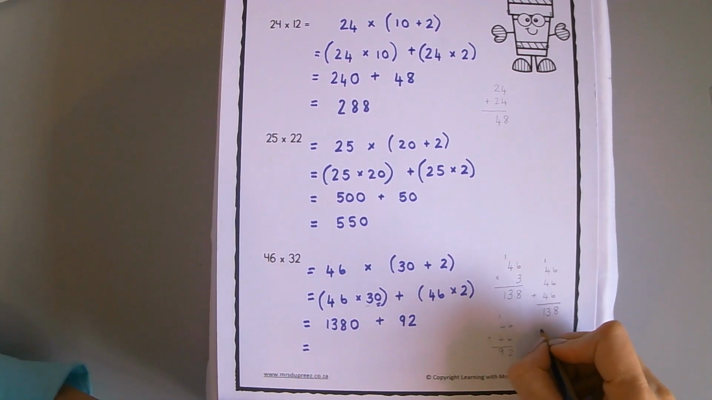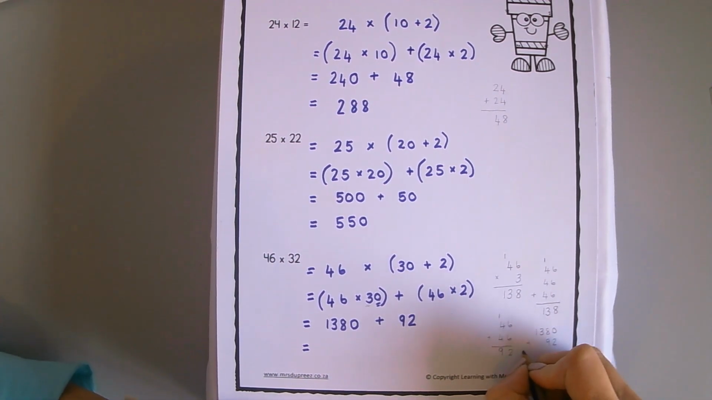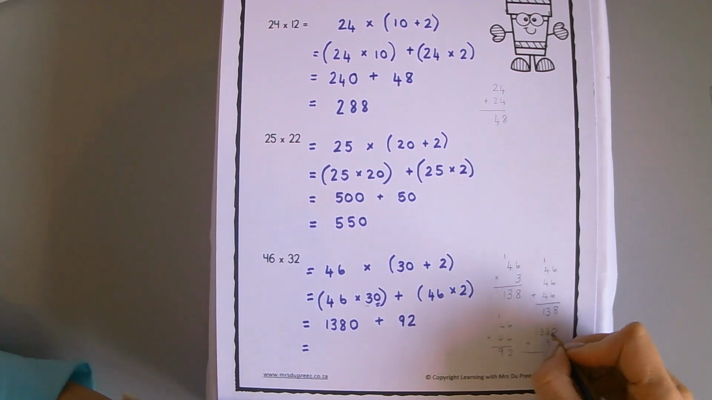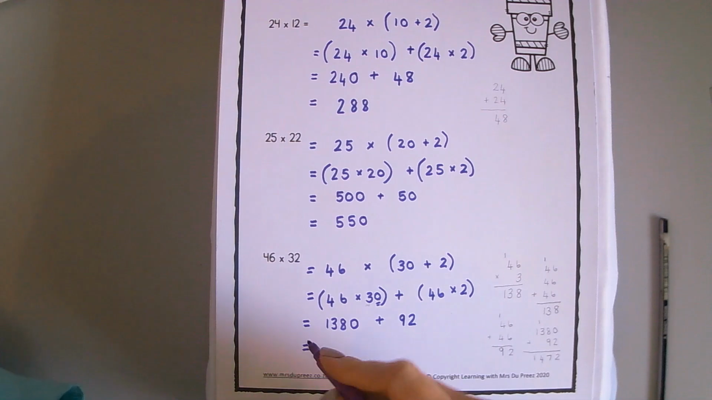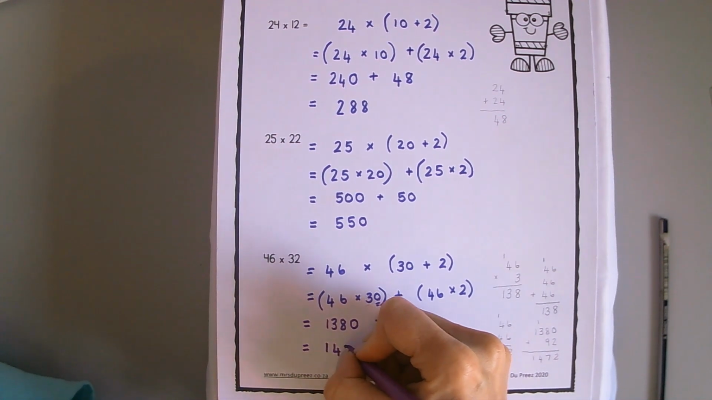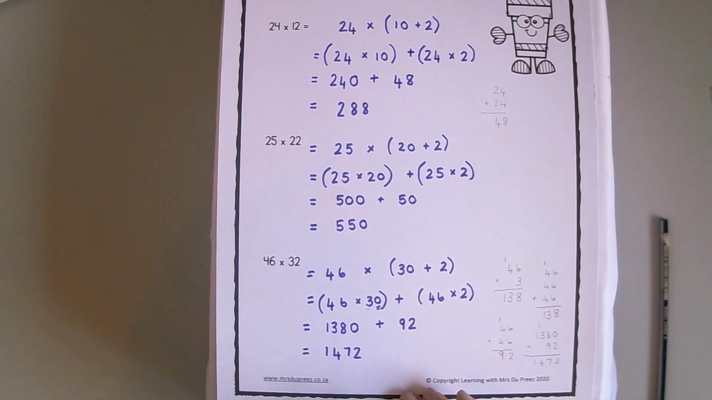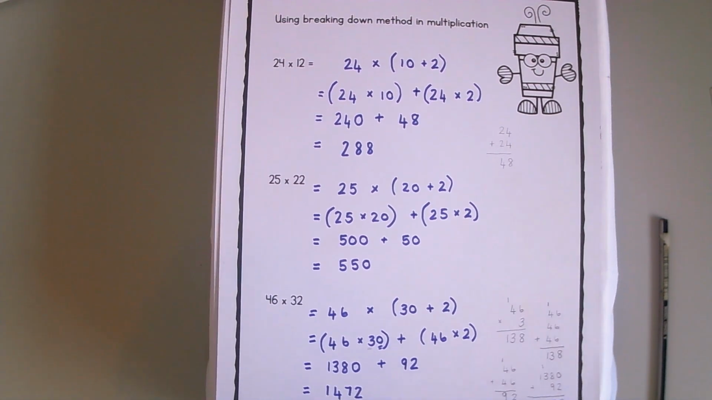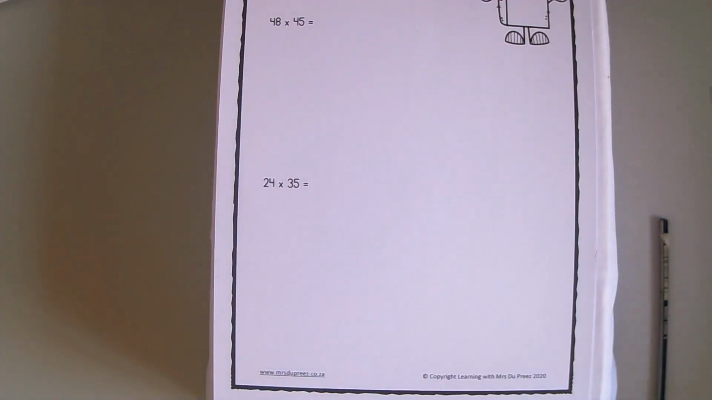Okay, so now we're going to take 1,380, add 92 to it. We're going to add them together. That's 17, that's 4, and your final answer is 1472. Nice and easy. All right. Let's try a new method. So that was breaking down method. We've done column method. Now we're going to go on to rounding off and compensating.